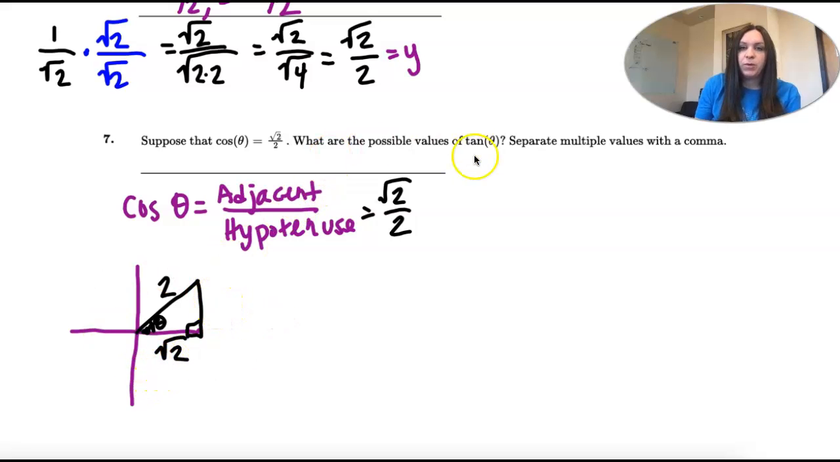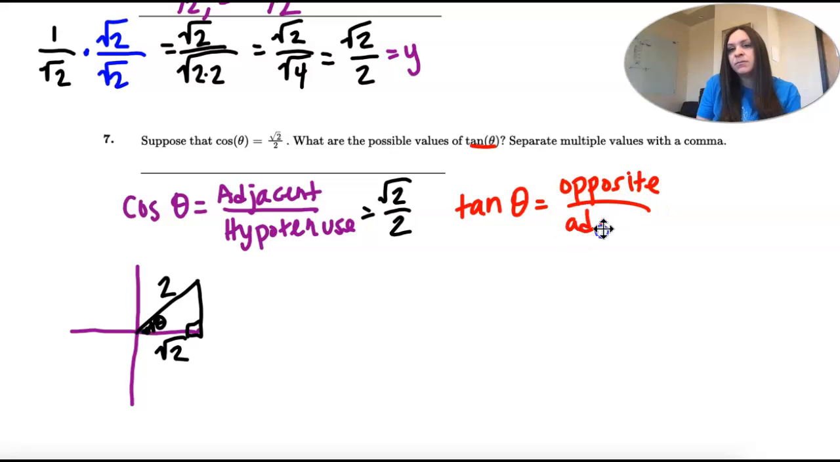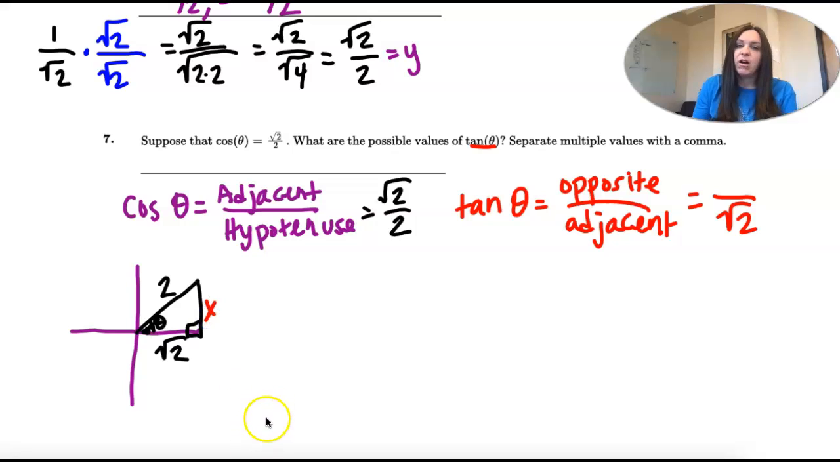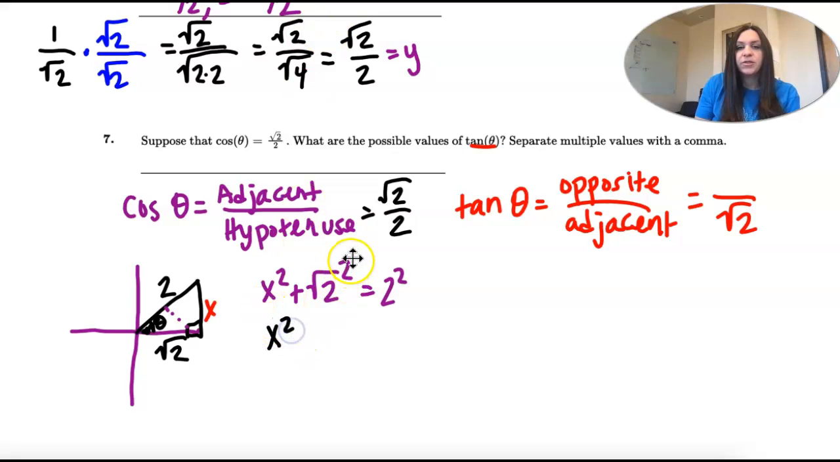Okay, so we want to find tangent, which is opposite over adjacent. So we know the adjacent side is the square root of 2, but we need to solve for the opposite using this triangle. So Pythagorean theorem, x squared plus square root of 2 squared equals 2 squared. Remember, we always put the hypotenuse last. So square root of 2 squared, those cancel and we're just left with 2. 2 squared is 4.